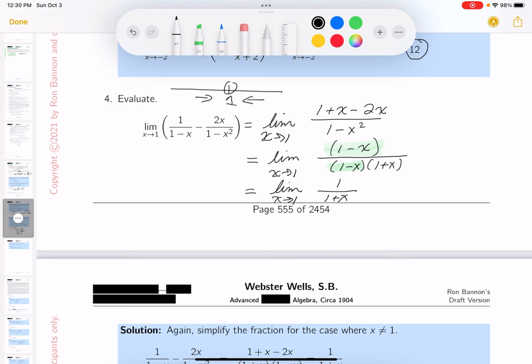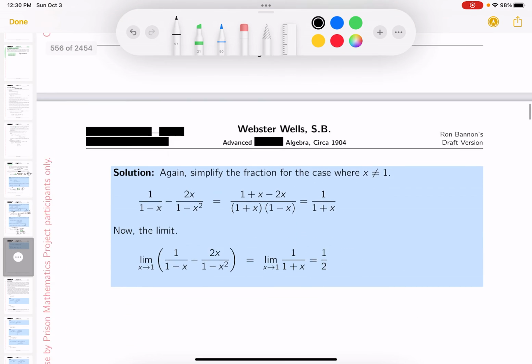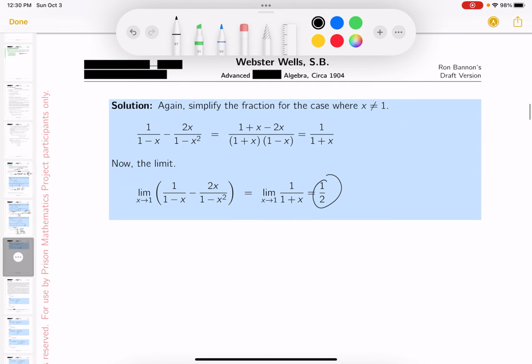Now again, what I'm doing, I'm thinking about getting close to 1. Well, the top is always going to be 1. There's nothing to do about that. But the bottom, when you get close to 1, will be close to 2. So we say in the limit, that limit is equal to a half. Let's look at our key. And that's right over here. Let's keep going.